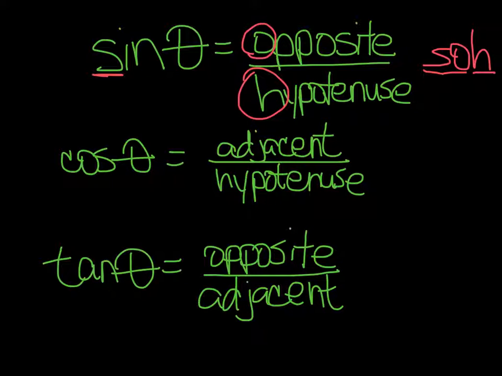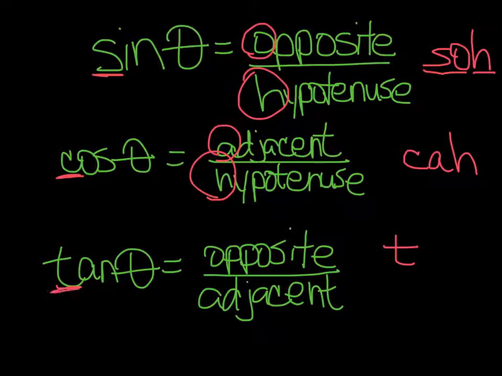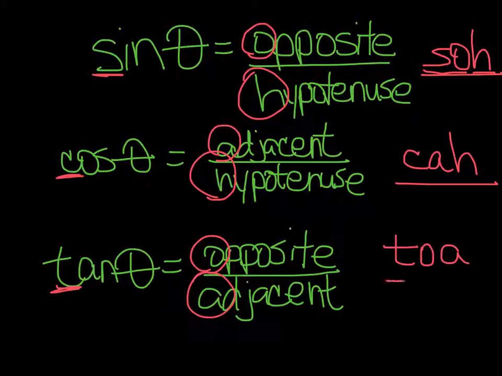Cosine starts with a C, and is the adjacent over the hypotenuse. And then tangent is opposite over adjacent. So a little jingle to remember is SOH CAH TOA, and that's an easy way for you to remember the ratios. Sine is the opposite over the hypotenuse. Cosine is the adjacent over the hypotenuse. And tangent is the opposite over the adjacent.